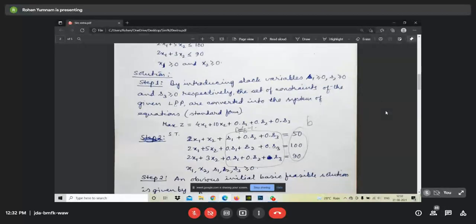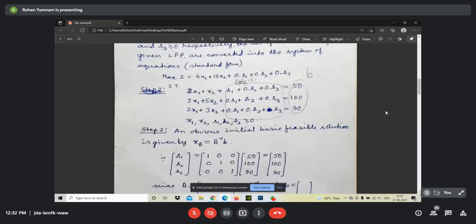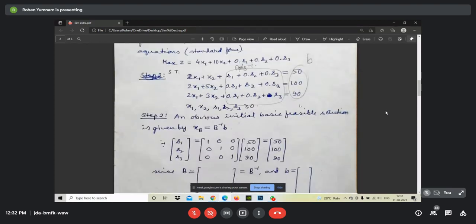Solution step 1 is what? By introducing slack variables S1, S2, S3 respectively, the set of constraints of the given LPP are converted into a system of equations that is called standard form. It is written here. This is the standard form. That part we have done.